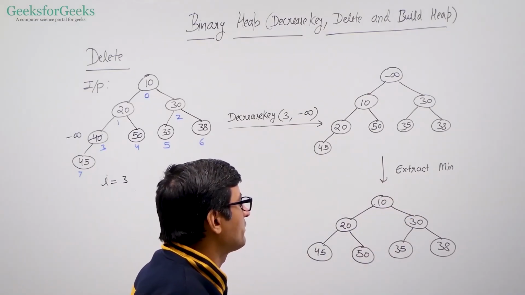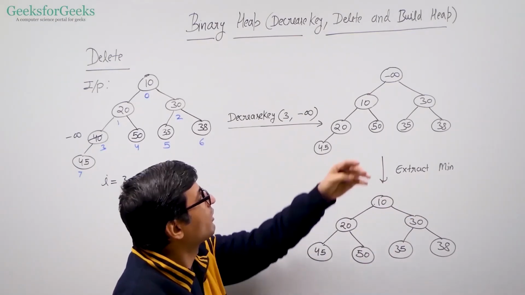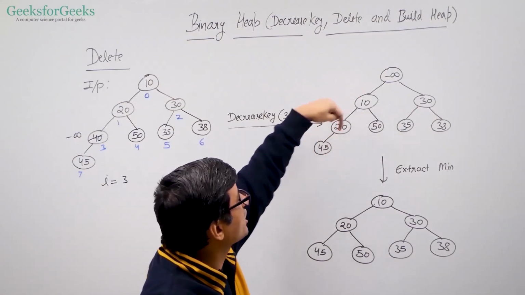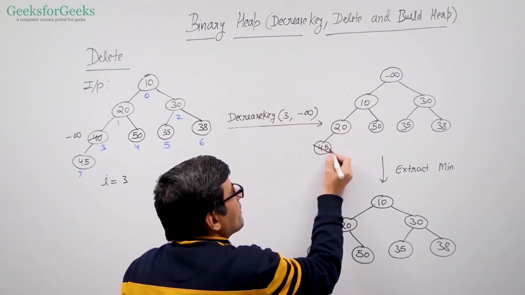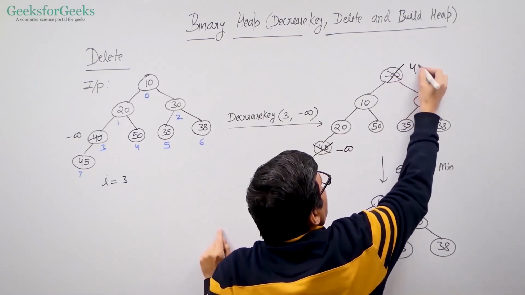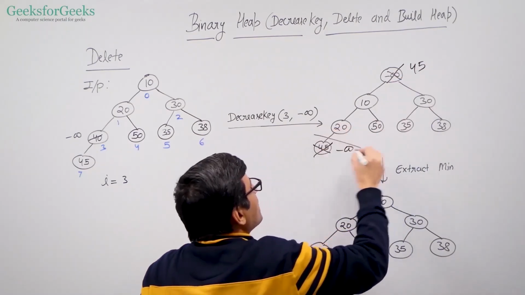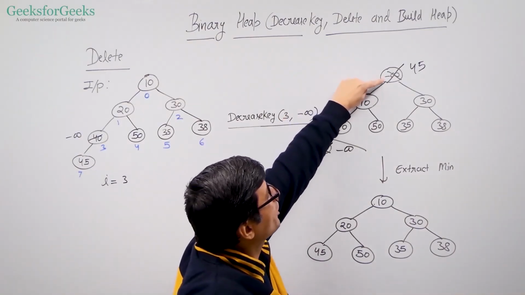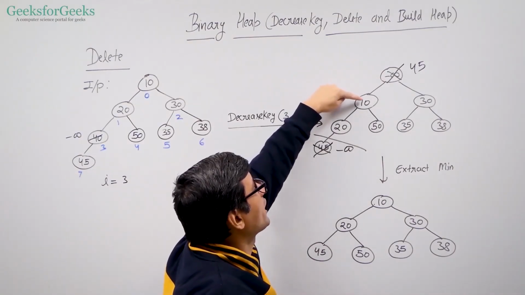Extract minimum we have discussed in the previous video. What are we going to do in extract minimum? We are simply going to swap it with the last value. So once you swap, what will happen? Minus infinity will come here and 45 will come here, and the size will reduce by 1. After that you will call heapify for this 45. Once you call heapify, what will happen?